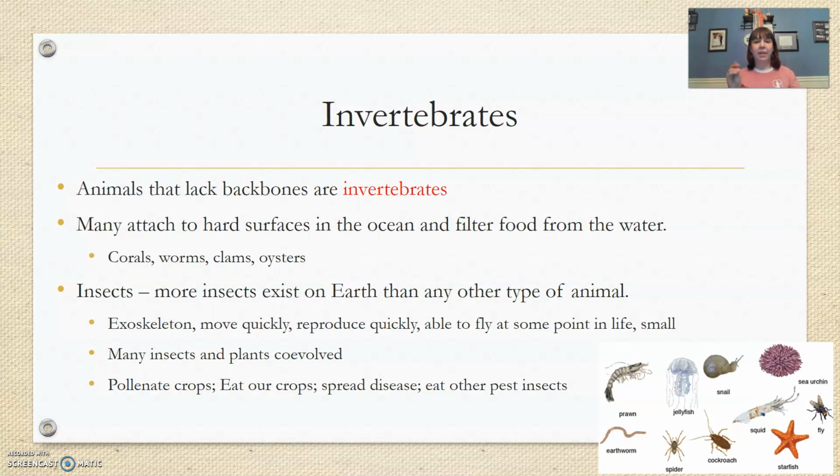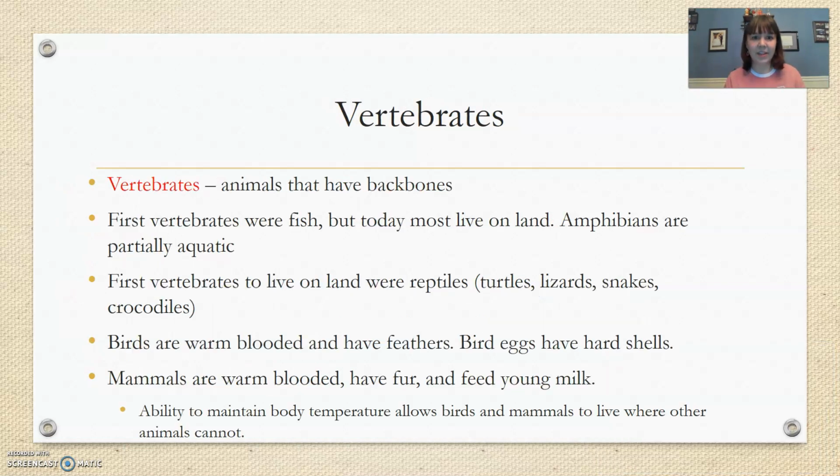A lot of your insects and your plants co-evolved a relationship, possibly based on pollination. And so they're very useful for pollinating crops, but they can also eat our crops. It's a love-hate thing with insects. They can also spread disease. But then again, some invertebrates, some insects will eat other insects that we find to be pests. So it depends on what the insect or the invertebrate is as to whether we love them or hate them. But either way, they're part of a big ecosystem and they all work together.